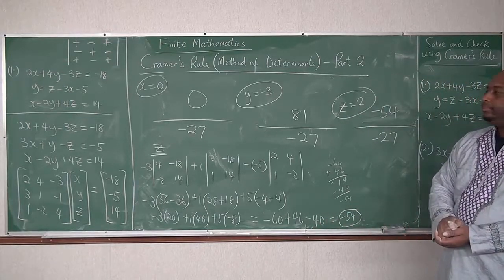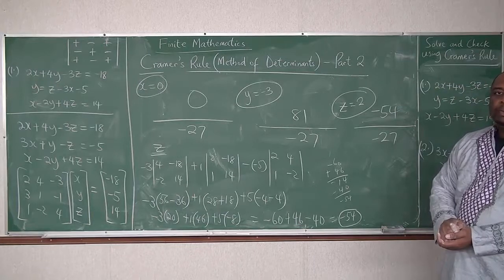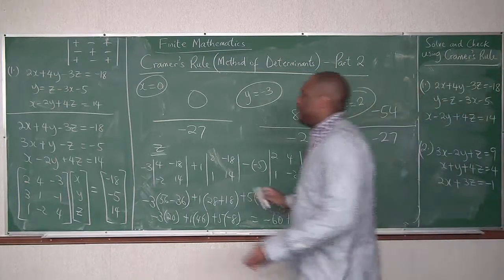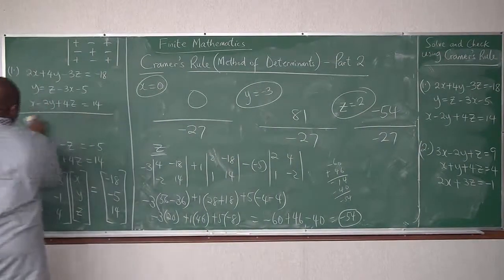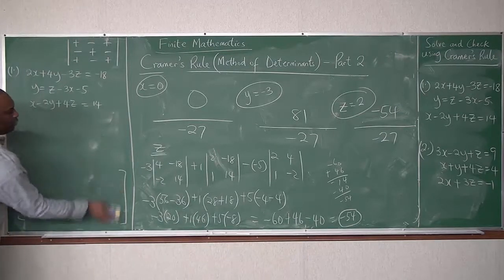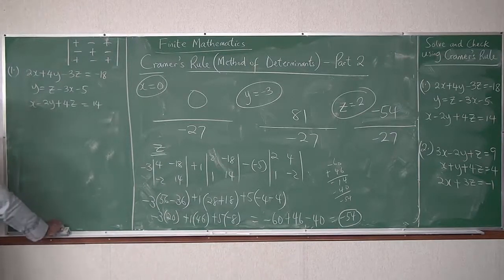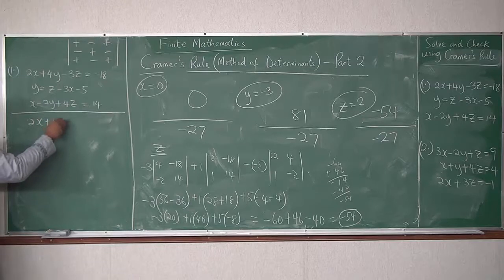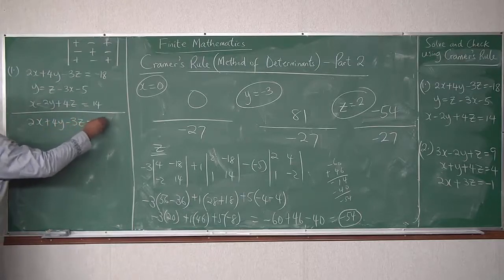Do we stop here? No, of course. We have to do what? Check our work. So let's go ahead and check this with the main equation. We will check it to make sure that it satisfies each of the 3 equations. So we start with the first one: 2x plus 4y minus 3z is negative 18.